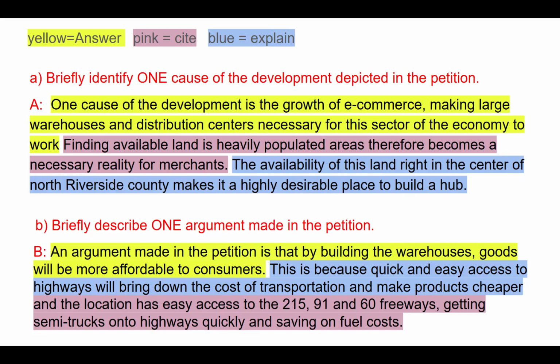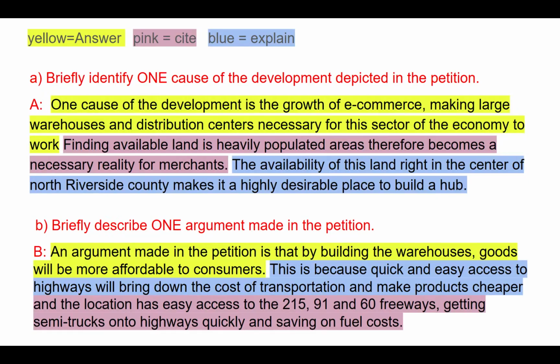Now the blue, again, is the explain. This is because, and by the way, the word because is a good way to get into the explanation. That's the word you use when you're trying to explain something. So use the word because. So this is because quick and easy access to highways will bring down the cost of transportation and make products cheaper. Notice that this is not specifically stated in the document, but it's analysis. So if you can pull the argument from the document and then you explain what you're thinking about that accurately, you're demonstrating higher level thinking skills.